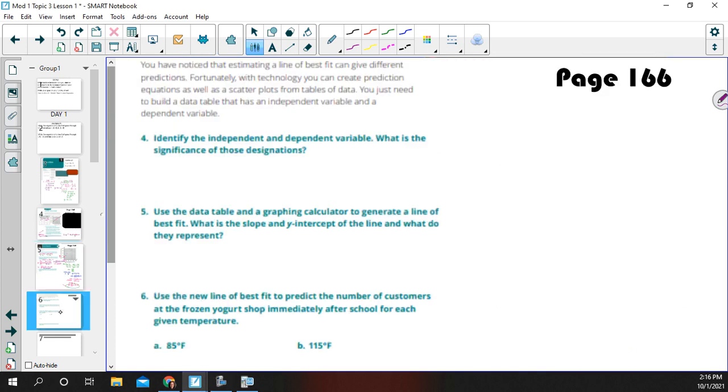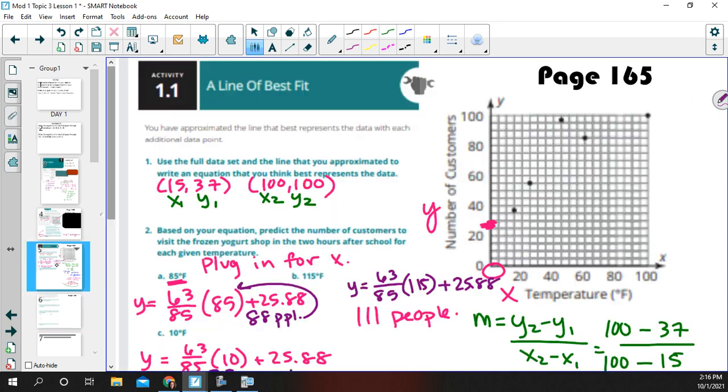On the next page, it says, you've noticed that estimating a line of best fit can give different predictions because it's based on what points you pick. Fortunately, with technology, you can create prediction equations as well as scatter plots from tables of data. You just need to build a data table that has an independent variable and a dependent variable. Ooh, independent X, dependent Y. Identify the independent and dependent variable. What is the significance of those designations? So going back, what is independent, what is dependent?